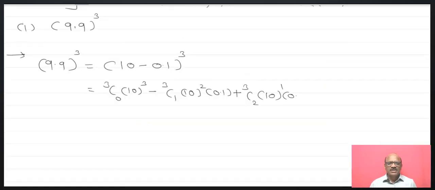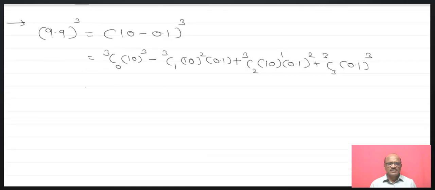Now the expansion of a minus b bracket cube. See this expansion. That is 3c0 10 raised to 3 minus 3c1 10 raised to 2 0.1 raised to 1, plus 3c2 10 raised to 1 0.1 raised to 2, minus 3c3 0.1 raised to 3. And now their values.